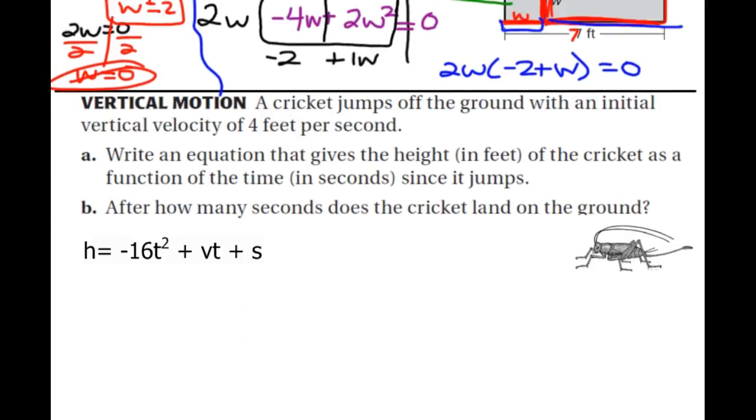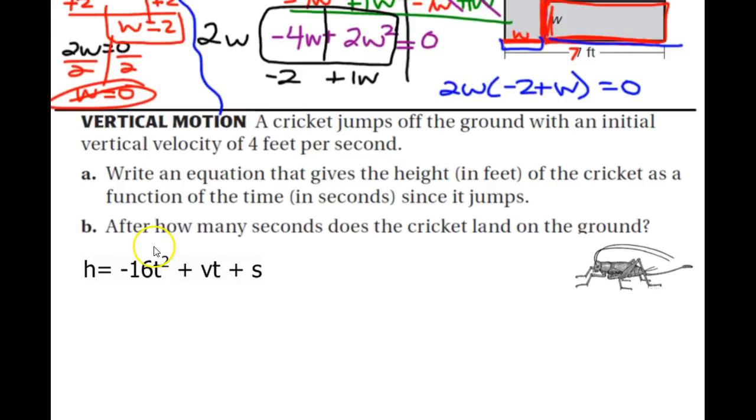Alright, next one. Don't worry about memorizing this equation, you just need to know how to use it. It says a cricket jumps off the ground, okay, the ground, keyword there, with an initial vertical velocity of 4 feet per second. Write an equation that gives the height of the cricket as a function of time, t, since it jumps. Reminder, h is our ending height, t is our time that we're trying to find, v is our velocity, and s is our starting height.